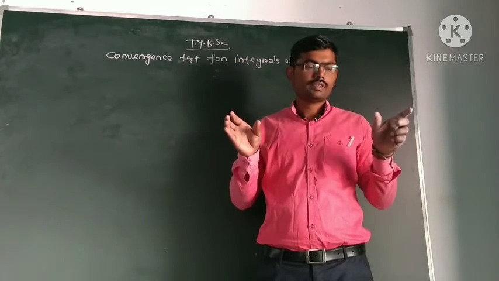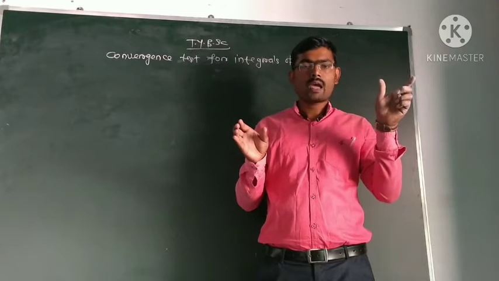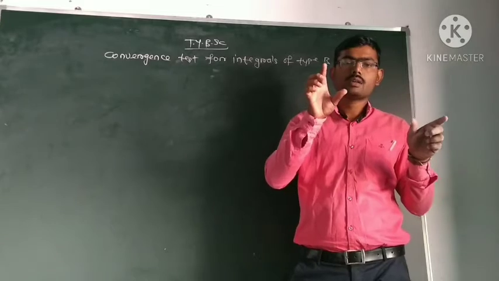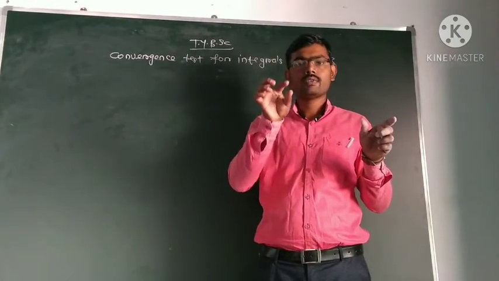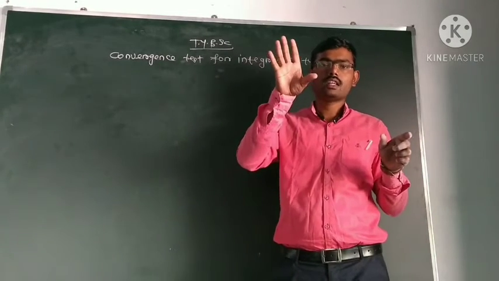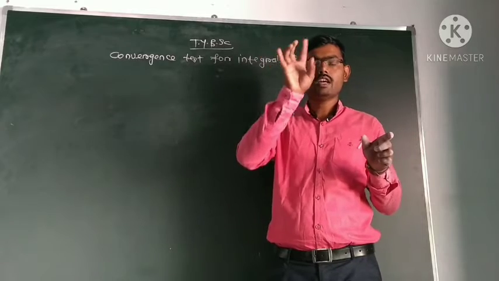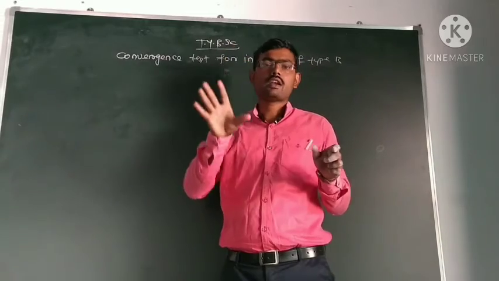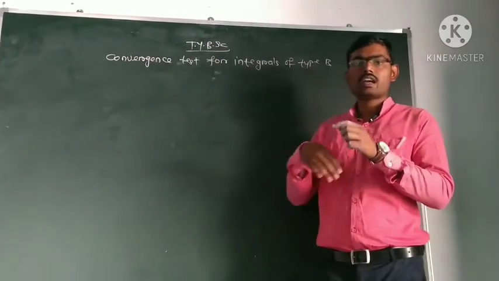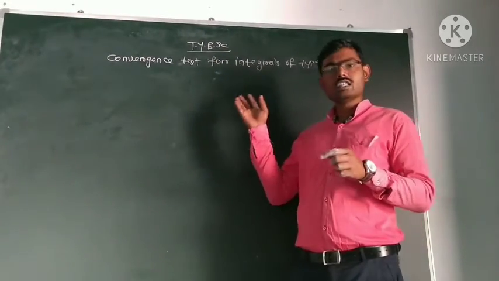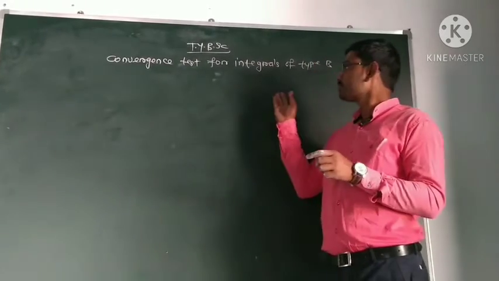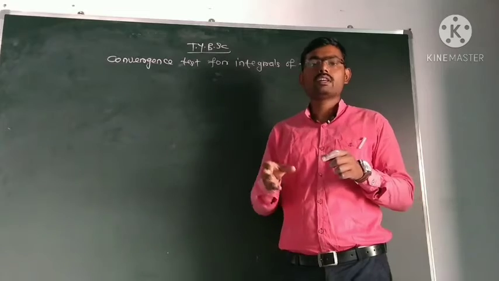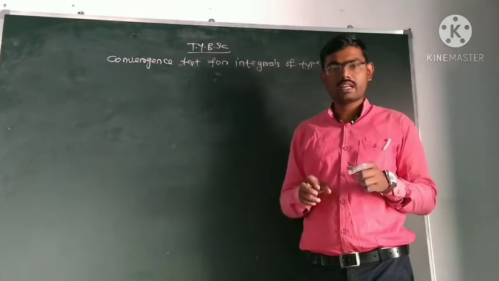Improper integrals of type A are improper because in the limit there is some infinity part. Limits are like 0 to infinity. The range is infinite. In type B the range is finite, but the integrand or the function becomes unbounded in the range of the limit.